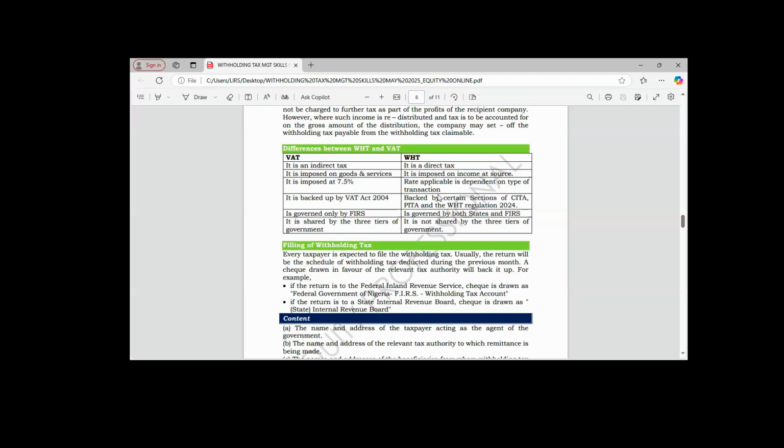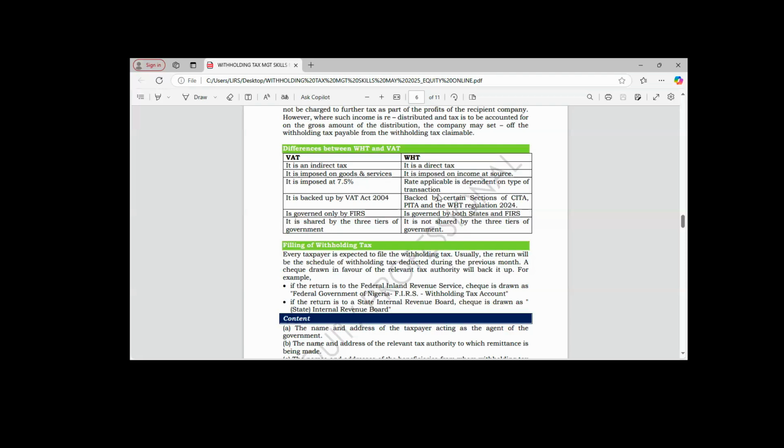After they collect VAT, it is shared among the three tiers of government. But for withholding tax, there is no sharing. Anything you collect as a state belongs to you, and anything collected by the federal belongs to the federal government. So that is the difference between withholding tax and VAT.